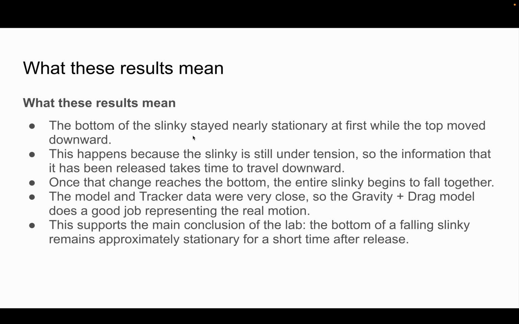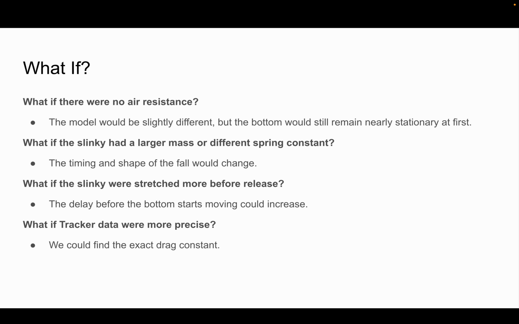So what do these results mean? The bottom of the slinky did in fact stay stationary. This happens because the slinky is still under tension. The information that it has been released takes time to travel downwards, right? Once the change reaches the bottom, the entire slinky falls. The model and the tracking data are very close, so we estimated a pretty solid drag constant. And this supports the main conclusion of the lab: the bottom of the falling slinky remains approximately stationary, right? That was our goal that we defined at the beginning.